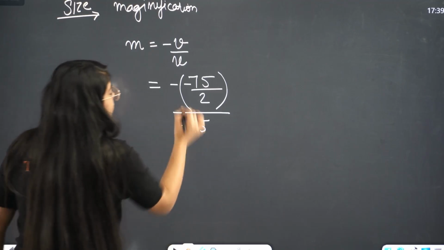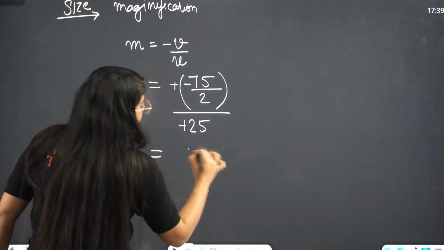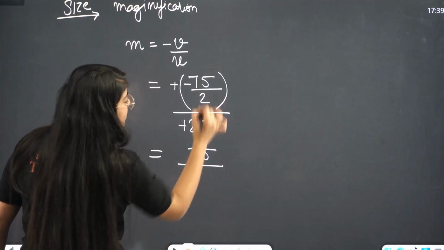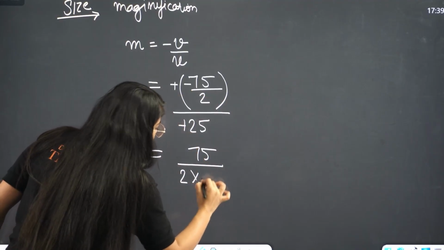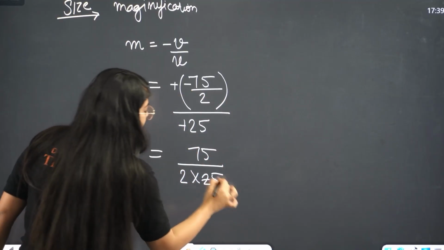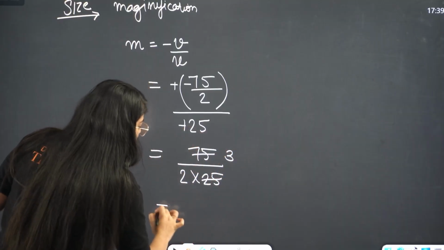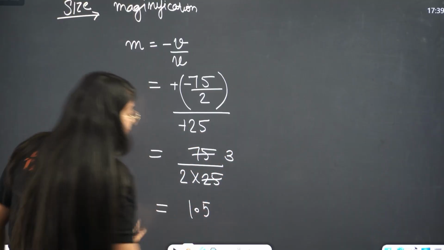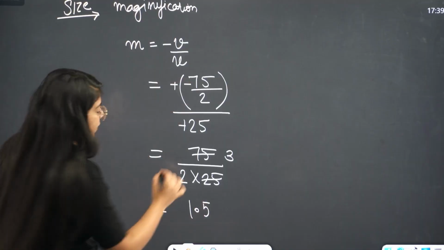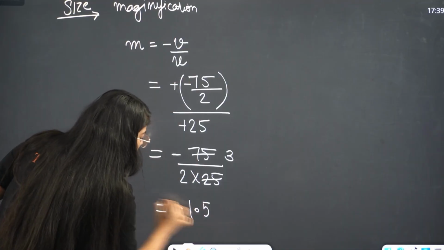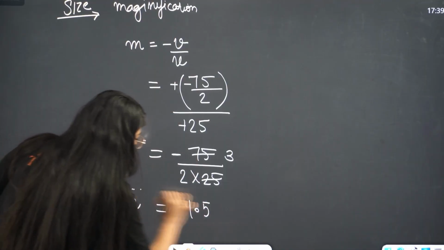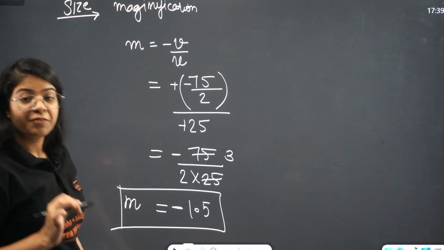Okay? So these two get cancelled. Now, I will write it as 75. This goes in the denominator. Okay? This becomes 2 into 25. Now 25 into 3 is 75, that is 1.5. What did I miss? A negative sign. So there is a negative sign, there is a negative sign. So magnification is minus 1.5.